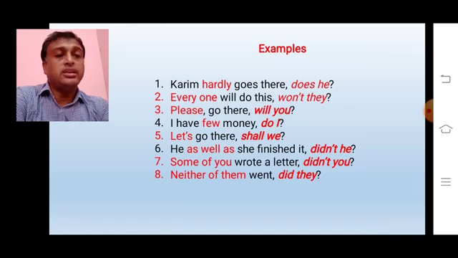Some of you wrote a letter. Here the verb is wrote, that means verb two. So we will write did as the auxiliary verb of this statement. As this statement is a positive statement, we will write not. And we know if the subject of a statement is some of you, we will write you as the pronoun form of some of you. So the answer of this statement is didn't you. Neither of them went. Here neither is a negative word. So the answer of this statement is did they.